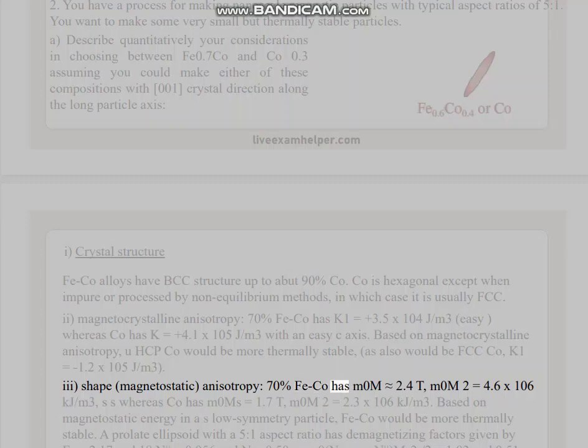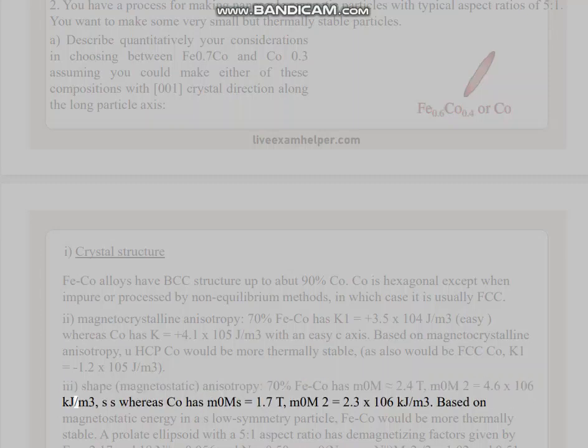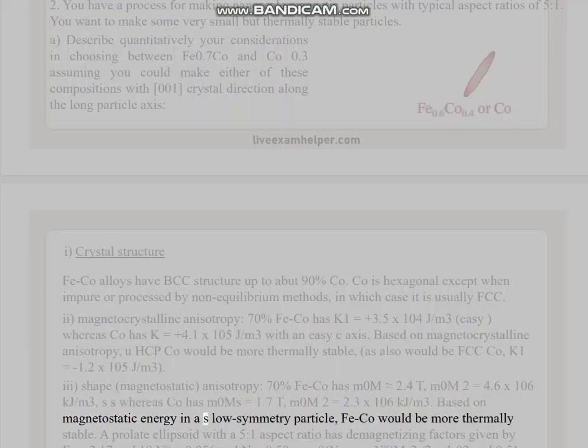70% Fe-Co has μ0Ms approximately equal to 2.4 T. μ0Ms² is equal to 4.6×10^6 J/m³, whereas Co has μ0Ms equals 1.7 T. μ0Ms² is equal to 2.3×10^6 J/m³. Based on magnetostatic energy in a low symmetry particle, Fe-Co would be more thermally stable.